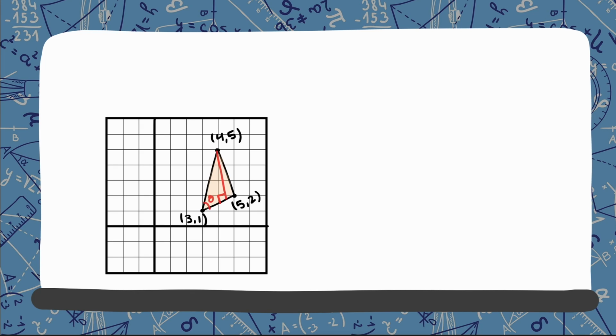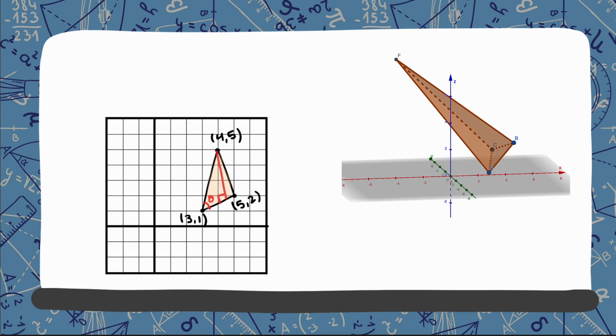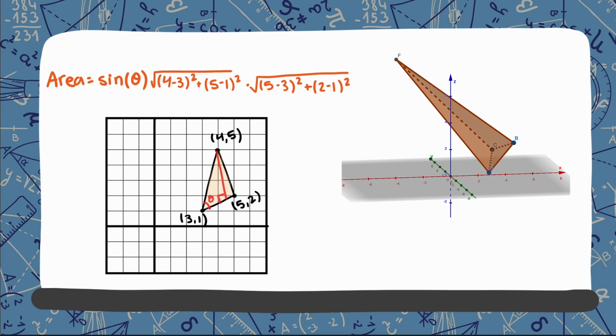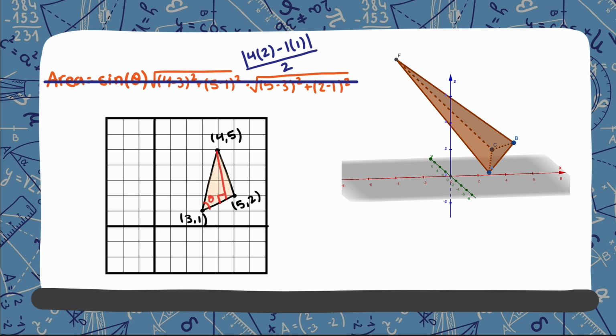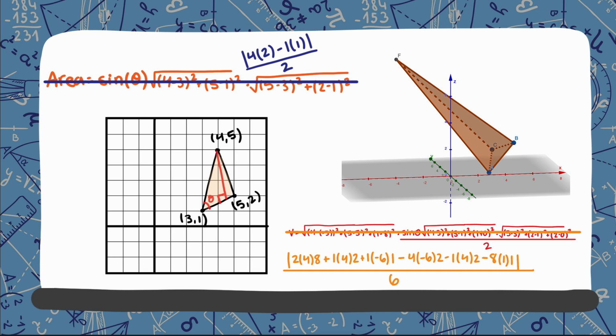What if you could calculate the area of a triangle on a grid or the volume of a pyramid in space using much simpler expressions? That's exactly what linear algebra lets us do. Instead of this, you can do this. Instead of this, you can do this.